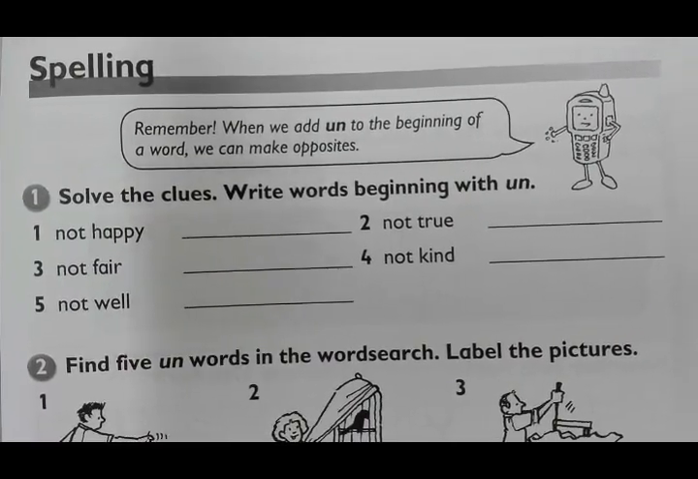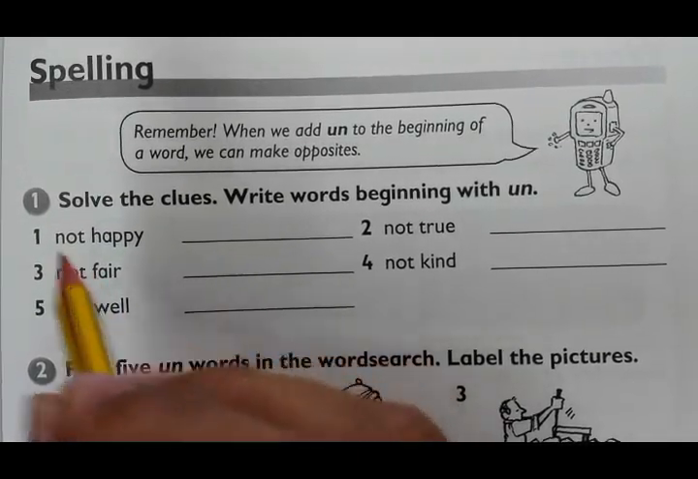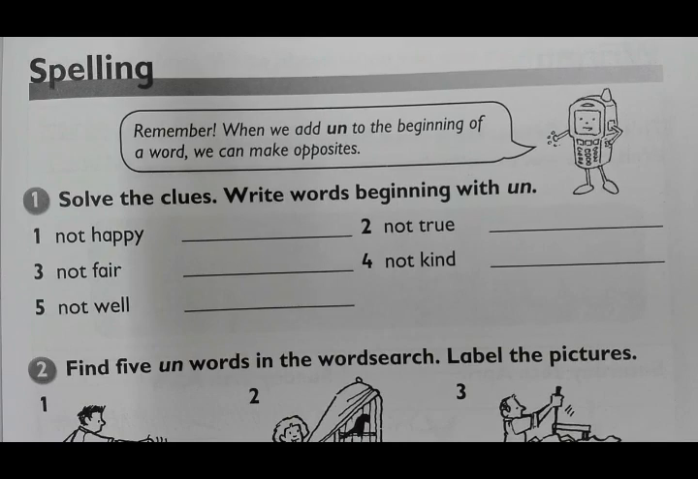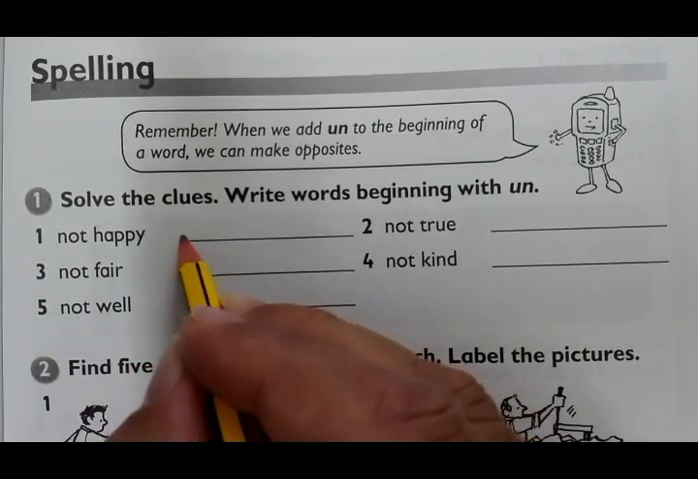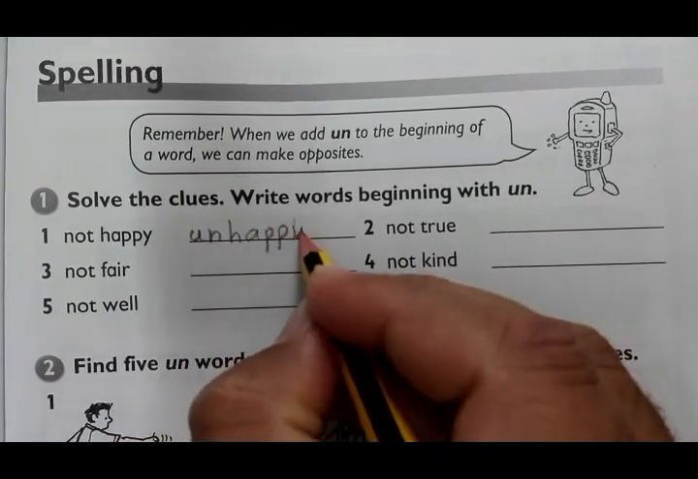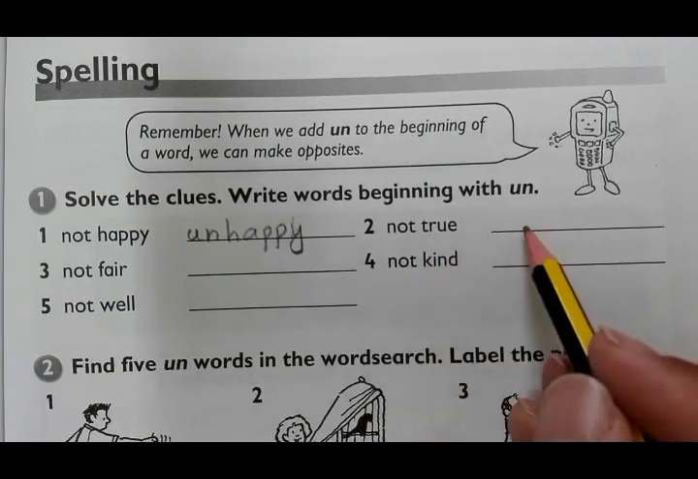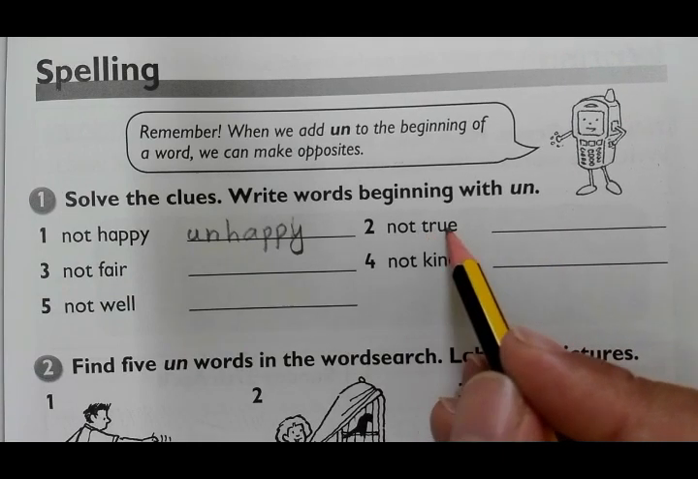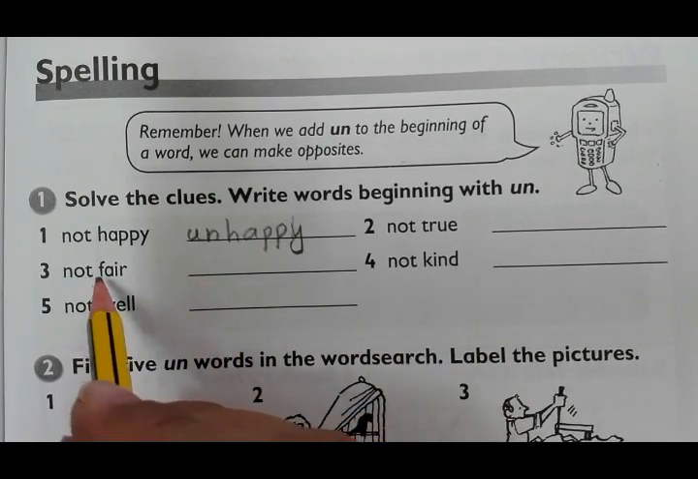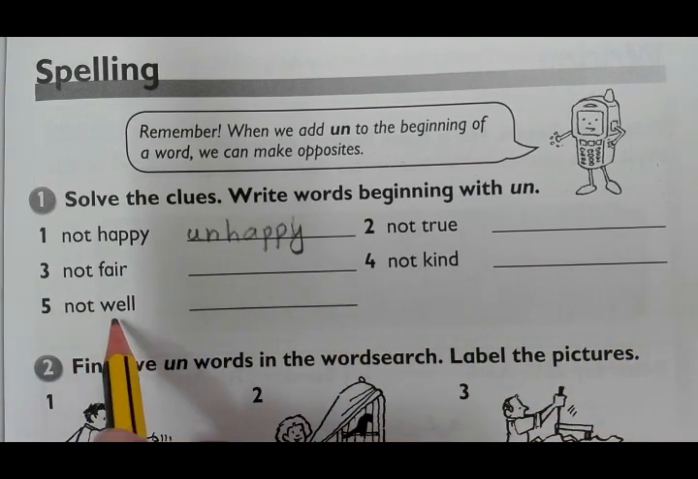This is page number 95 of the practice book. Solve the clues. Write the words beginning with un. Not happy means unhappy. Not true, untrue. You will just add un with true, it will become untrue. Not fair means unfair. Add un with fair. Not kind, unkind. Not well, unwell.